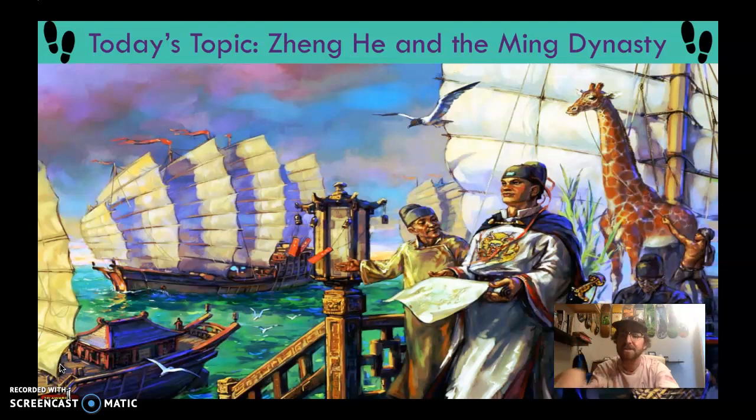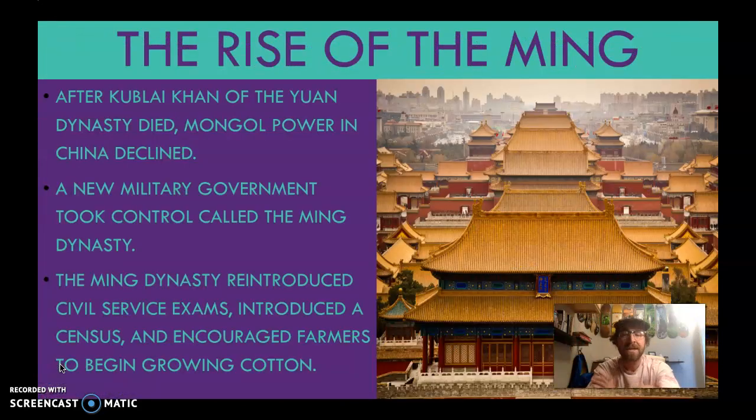Now, here is how the story goes. If you have already learned about these guys yesterday, awesome, this is perfect. However, if you haven't, there was a dynasty called the Yuan dynasty. What happens before the Ming rise to power is Kublai Khan, the leader of the Yuan dynasty, dies. Then Mongol power in China declines. It starts trickling down, and a new military government called the Ming Dynasty takes control.